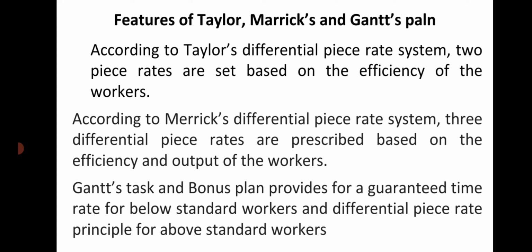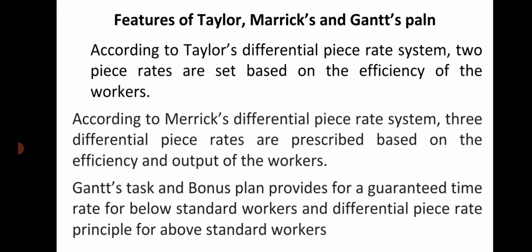According to Taylor's differential piece rate system, two piece rates are set based on the efficiency of the workers. It is a high piece rate for the efficient worker and a low piece rate for the inefficient or below standard worker. According to Merrick's differential piece rate system, three differential piece rates are prescribed based on the efficiency and output of the workers. Merrick's differential plan is an improvement over Taylor's differential plan. Taylor suggests two piece rates, whereas Merrick suggests three piece rates based on the efficiency of the workers.